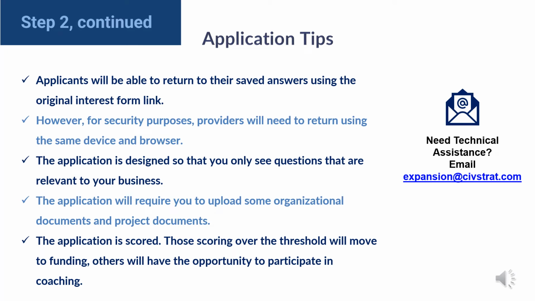Tips for completing the application. Applicants will be able to return to their saved answers using the original interest form link. However, for security purposes, providers will need to return using the same device and browser. The application is designed so that you only see questions that are relevant to your business. The application will require you to upload some organizational documents and project documents. The application is scored. Those scoring over the threshold will move to funding. Others will have the opportunity to participate in coaching. For technical assistance, you can email expansion@civstrat.com.